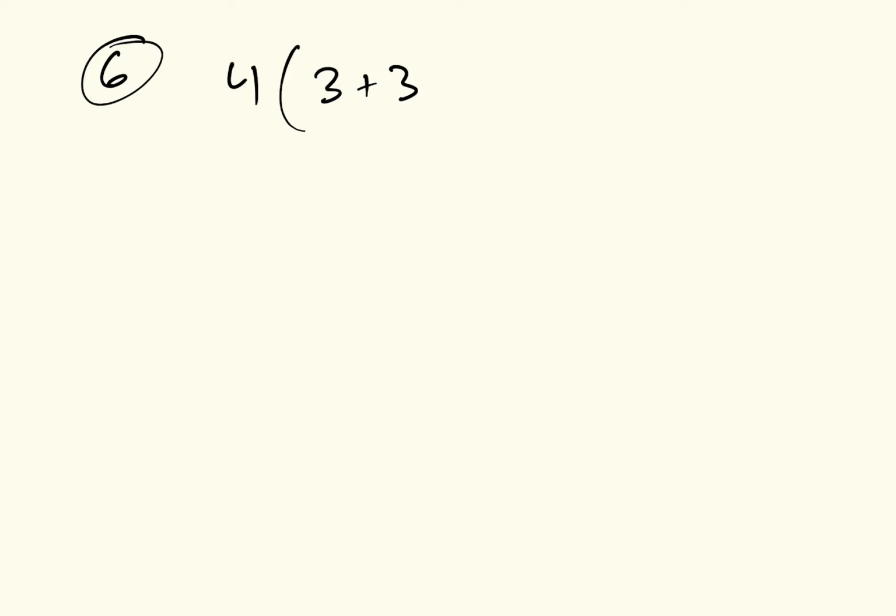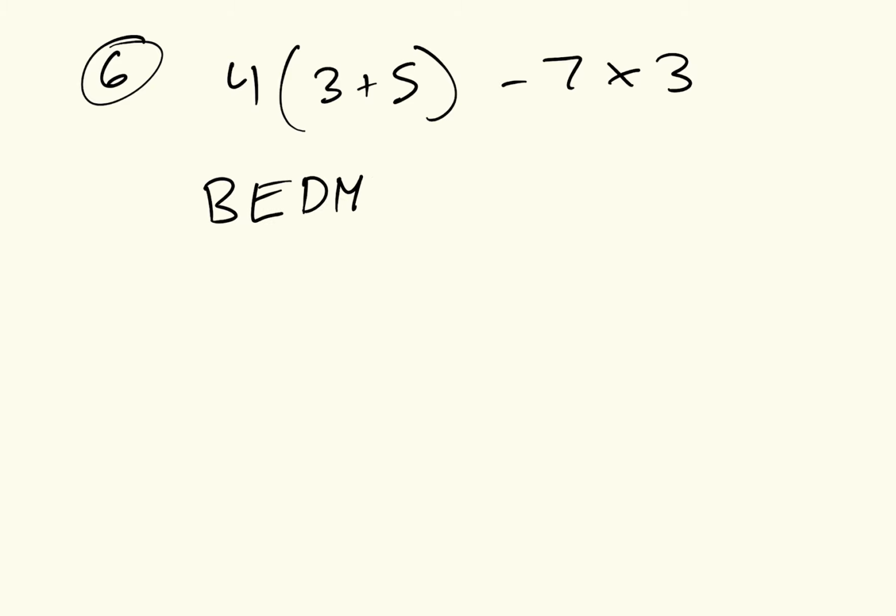Let's try a different example. Let's go 4 times, in brackets, 3 plus 5, minus 7 times 3. Now let's just write that acronym out again. It's BEDMAS. Brackets, exponents, division, multiplication, addition, and subtraction.